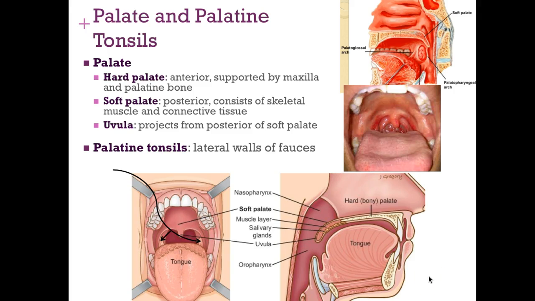So within your oral cavity, we also have the palate. We have the hard palate, that is made up of your maxilla and palatine bone. And as we move more posteriorly, we will run into your soft palate that is covered by skeletal muscle and connective tissue. And then posteriorly hanging from that soft palate, we have your uvula. And this projects posteriorly so that when we eat food or drink, this uvula will fly on backward and cover up your nasal cavity here.